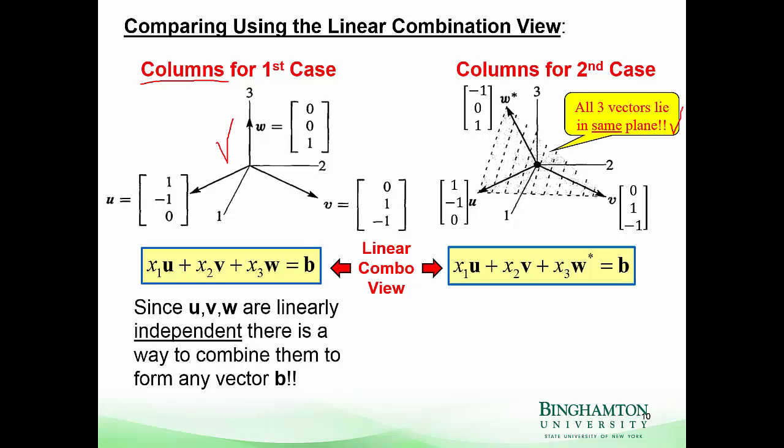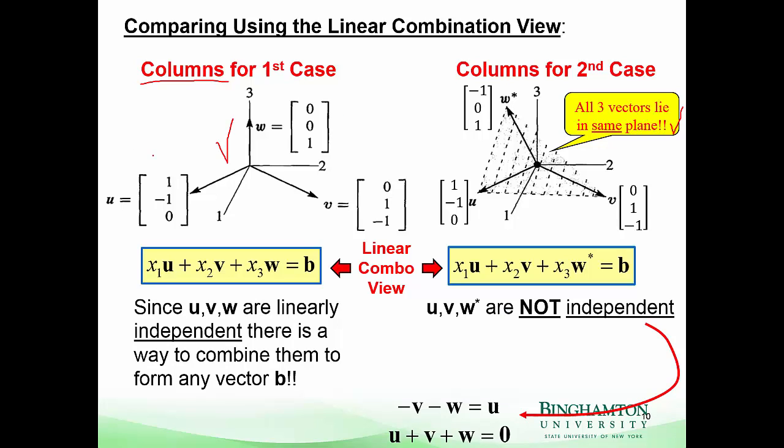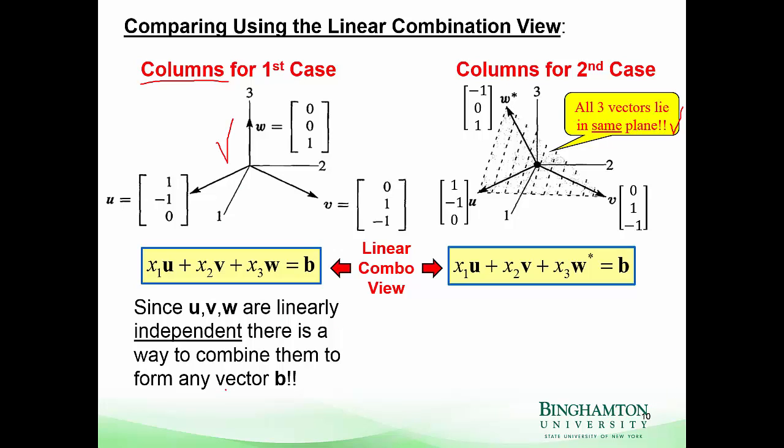And let's just see this. Over here I'm saying, since U, V, and W are linearly independent, let me back up here. There is a way to combine them to form any vector B. So there are three vectors in three-dimensional space that are linearly independent. You give me any B, and there are unique values of x1, x2, and x3 that will allow me to build B from these three vectors. This is the key idea, the key view. It's the linear combination view.